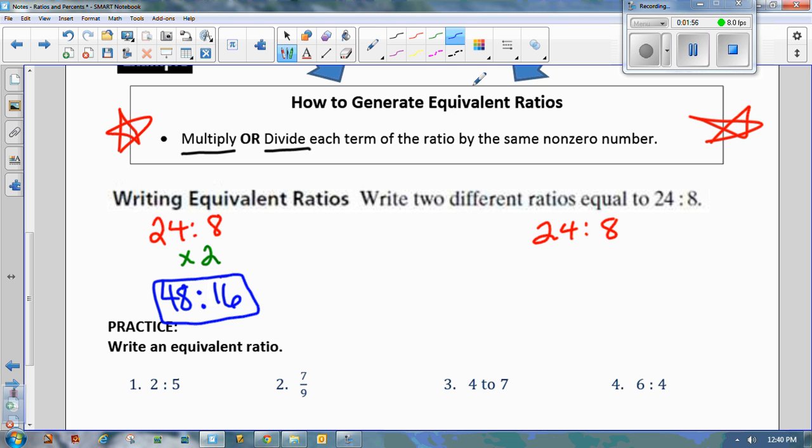Now we can also use division of both parts of the ratio to make an equivalent ratio, but in order to use division, both parts of the ratio have to have a common factor. 24 and 8 do have a common factor of 8. This is actually their greatest common factor. So I'm going to divide both of these by 8 to create an equivalent ratio. 24 divided by 8 is 3. Simple form again. 8 divided by 8 is 1. And here's our second equivalent ratio to 24 to 8.